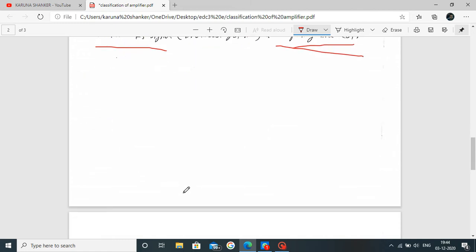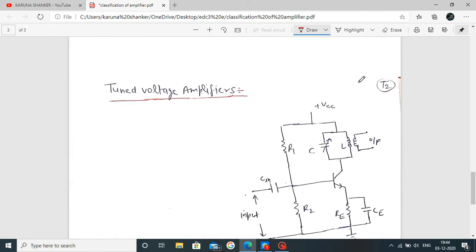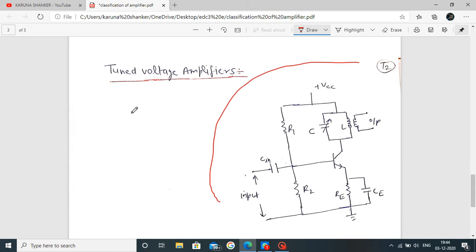Now, this is the tuned voltage amplifier circuit. There are two types of tuned voltage amplifier: the single tuned voltage amplifier and the double tuned amplifier. Here, there is a tuned circuit used in the collector of the transistor. We will focus on the description of this circuit, the single tuned voltage amplifier, in the next lecture.